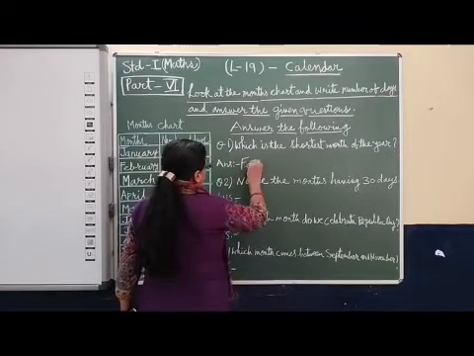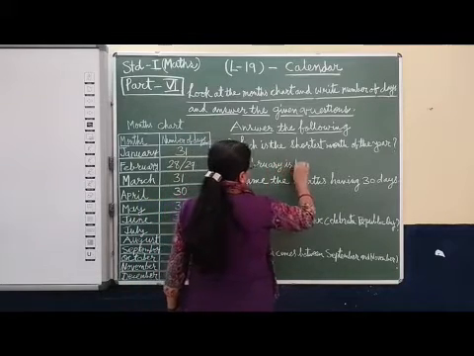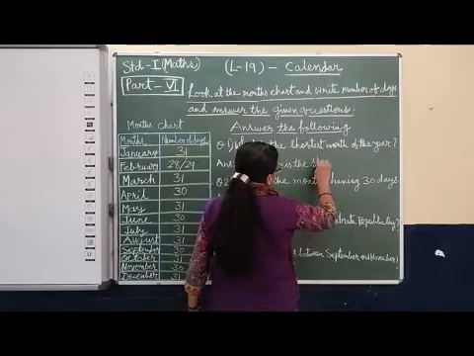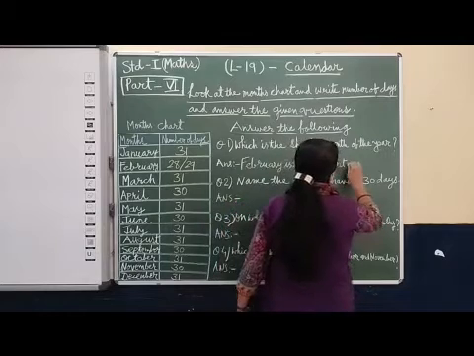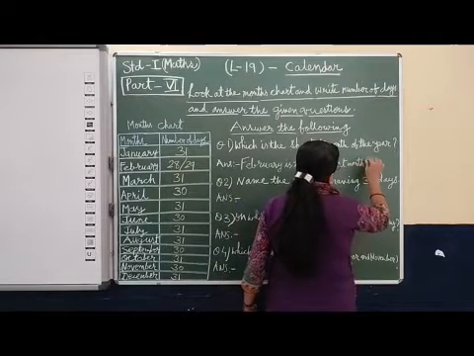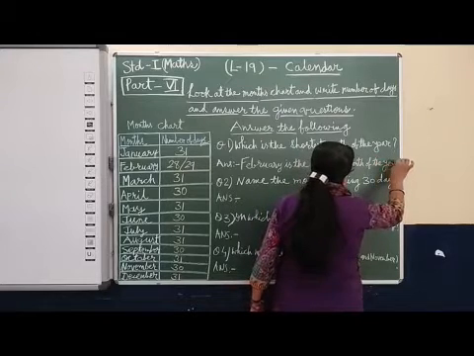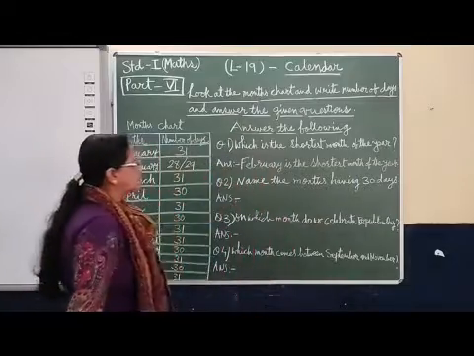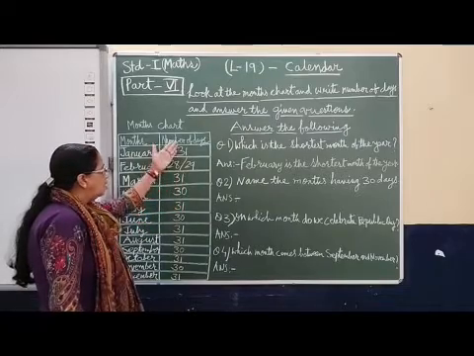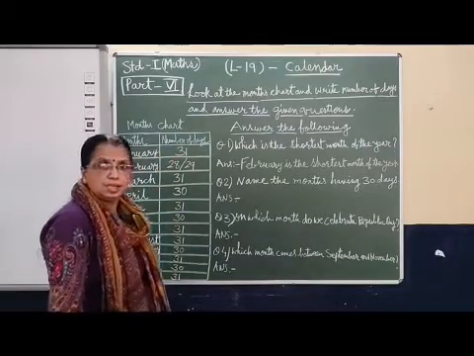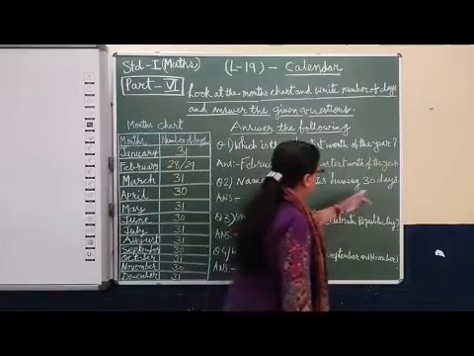February is the shortest. This way we will follow the question and write shortest month of the year. Okay, answer we have written. February is the shortest month of the year. Why February? Because it has 28 or 29 days, and the rest of the months are having either 30 days or 31 days. Okay. Name the months having 30 days.